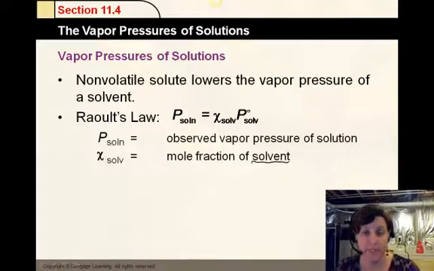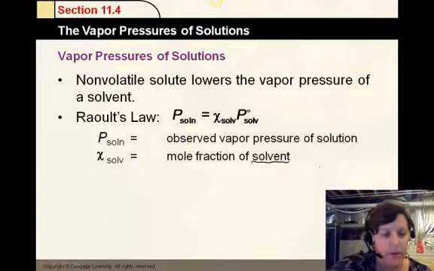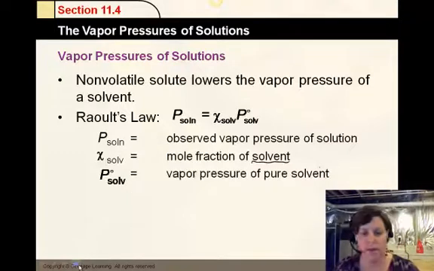In the previous section we talked about mole fraction being moles of solute over moles of solution. Here we need the mole fraction of the solvent. It's the solvent that's important. And then the vapor pressure of the pure solvent, or P0 solvent, is how we can calculate the vapor pressure of the solution.